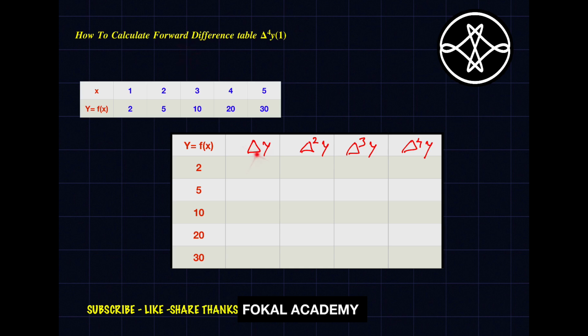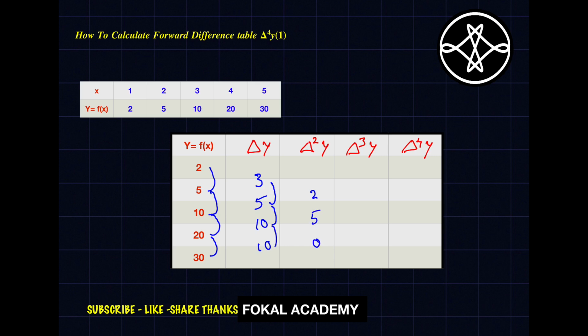So first of all, find the first forward difference. Very simple, just the difference, that is 5 minus 2, nothing but 3. Next, 10 minus 5, nothing but 5. Next, 20 minus 10, 10. 30 minus 20, 10. Next, 5 minus 3, 2. Next, 10 minus 5, 5. Next, 10 minus 10, 0.